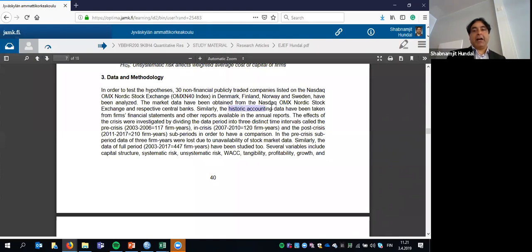This is some data I took from the books of the companies. Some data I took from the stock exchange, like NASDAQ, OMX stock exchange. The time period I took is from 2003 to 17. But I split the periods into first phase 2003-6, then 7-10, and then 11-17. I can tell you the reason why I did: I was studying something before the financial crisis, during the financial crisis, and after the financial crisis. So that's why I had to divide the time period into 3 parts.